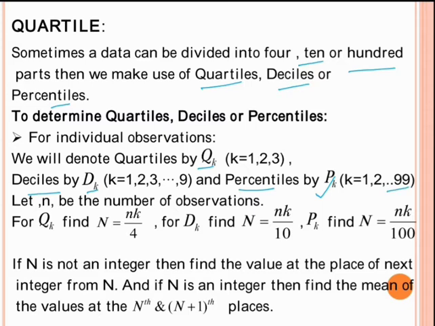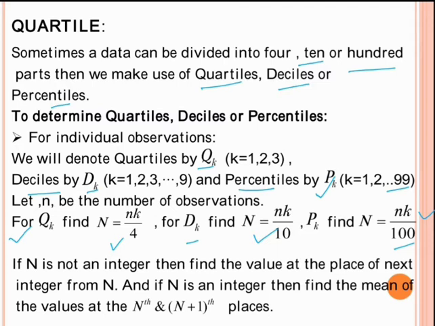Now let n be the number of observations. Then for Q_K we find capital N equal to n into K by 4. For D_K we find capital N as n into K by 10, and for P_K we find capital N as n into K by 100. See, only the denominator is changing, so it is easier for us to remember.